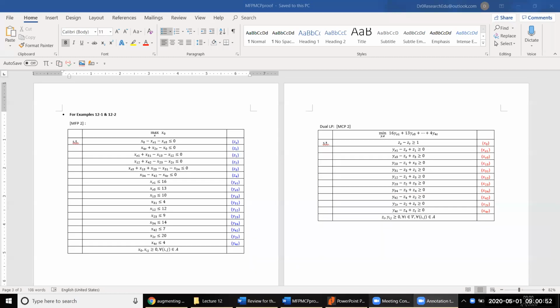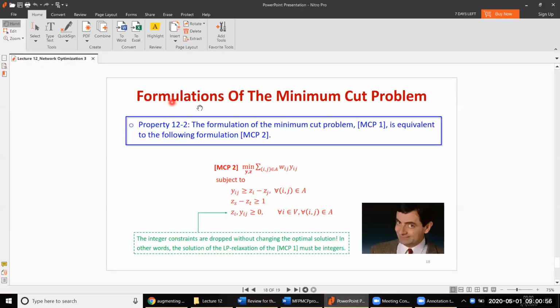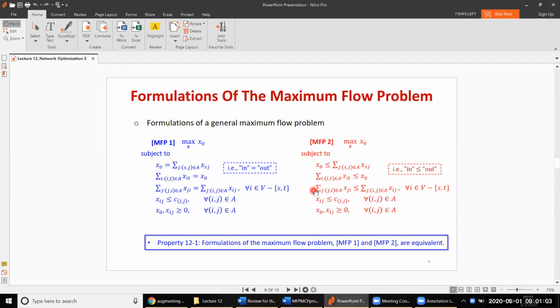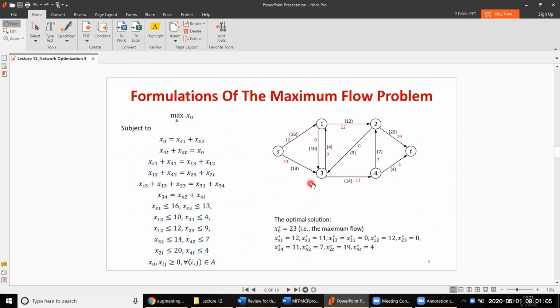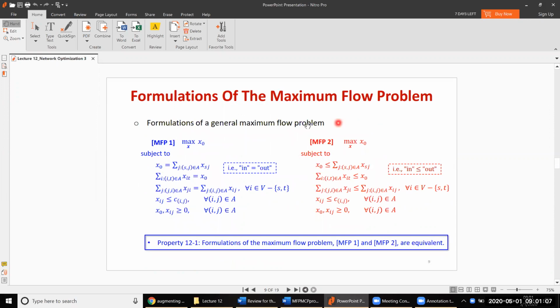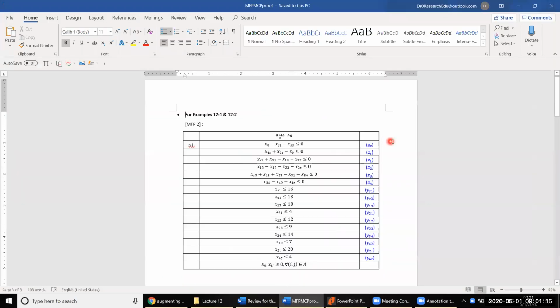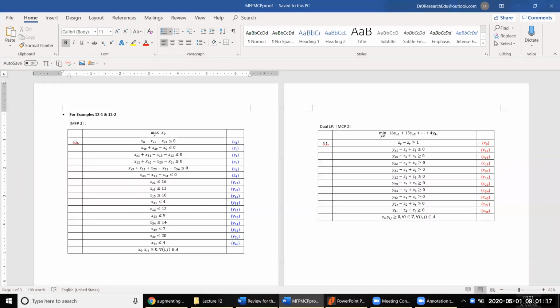Okay, so first of all, in the last class, we mentioned what it is. We mentioned the formulation of this one. Remember it? We had the problem of MFP2, and we want to formulate the dual of the MFP2 to see what it looks like. And so this is the example for the last class.